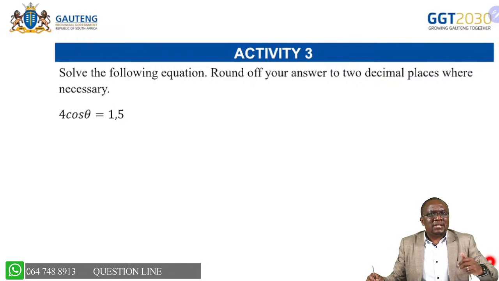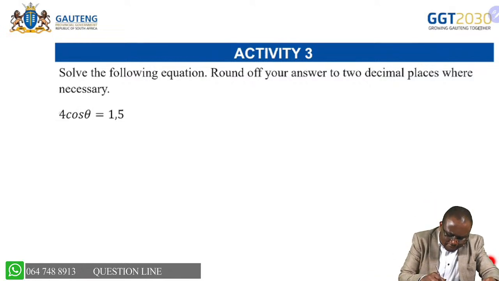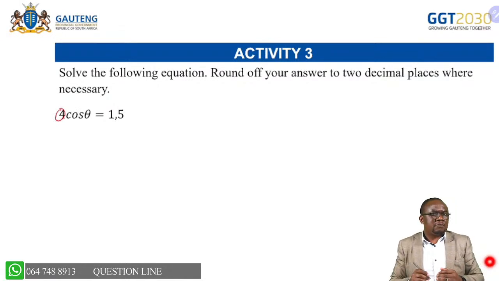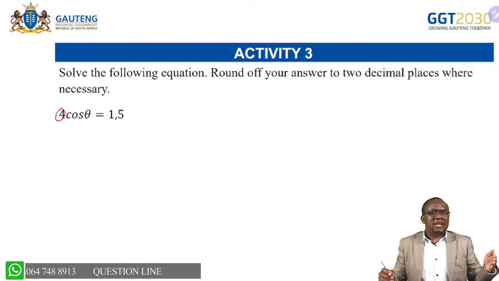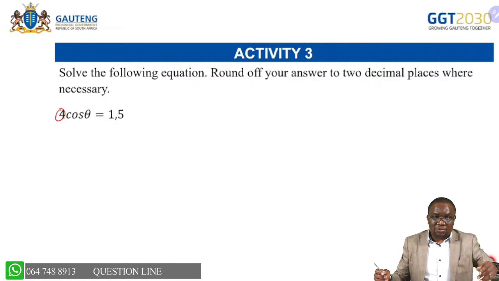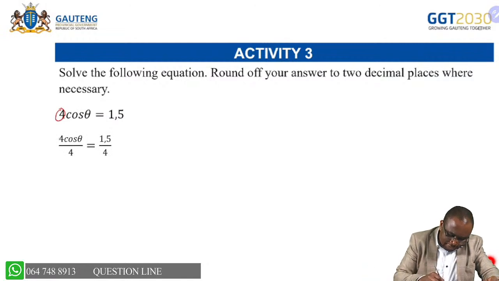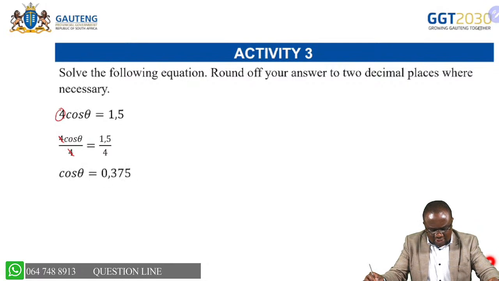So what did you do, grade 10s? We divide by 4 on both sides of the equation. We want to get rid of this 4 so that we remain with cos theta. Some people can say, I'm going to multiply by the multiplicative inverse, 1 over 4, on both sides. If we divide both sides by 4, 4 divided by 4 gives 1, and we remain with cos theta is equal to 0.375.